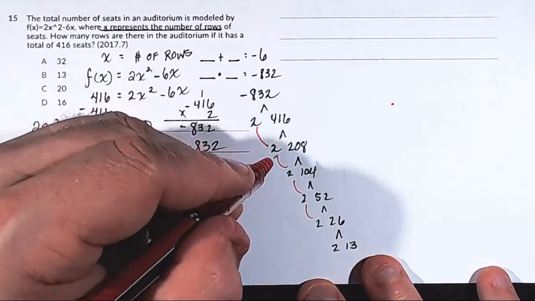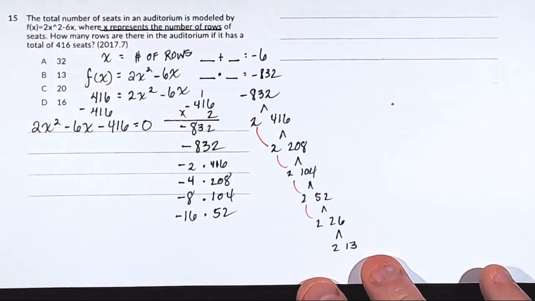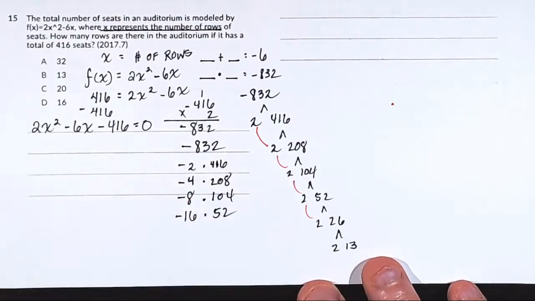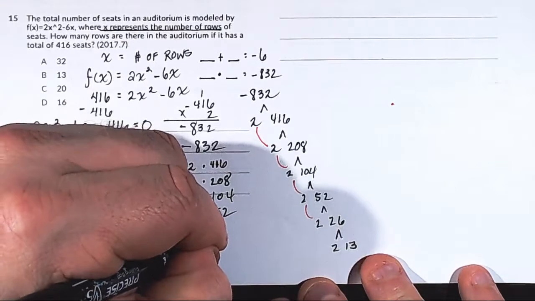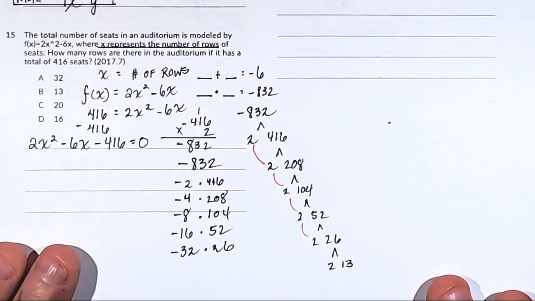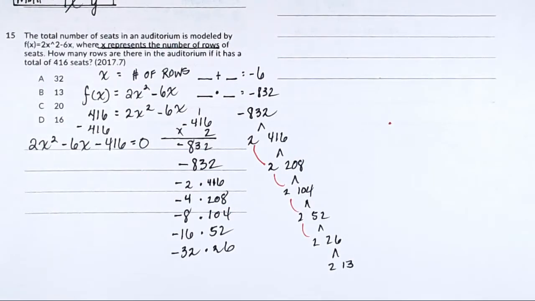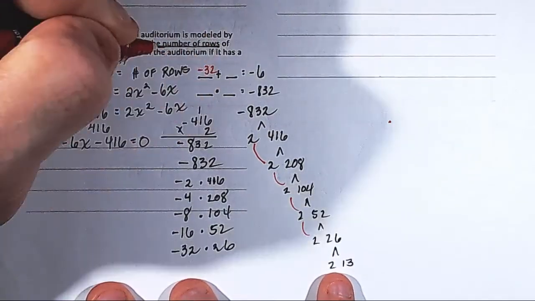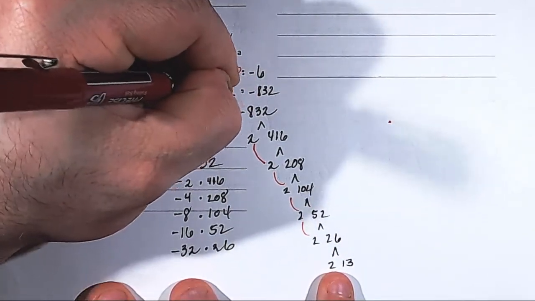So finally, 2 times 2 times 2 times 2 times 2, 2 to the 5th power. That would be 2 times 2 is 4, times 2 is 8, times 2 is 16, times 2 is 32. And I've got here negative 32 times 26. Now, does negative 32 plus 26 equal negative 6? Yes, it does. So my factors are negative 32 and 26.